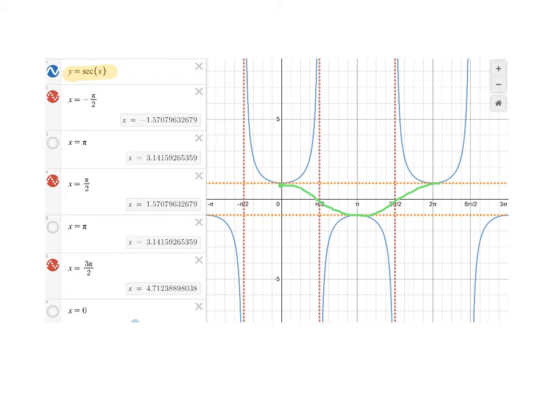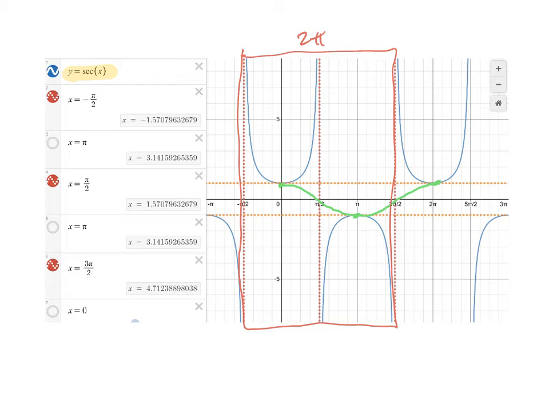And so these high points are exactly the places where these U-shaped graphs have a vertex. And the low spots are exactly the place where the upside down U graphs have a vertex. So secant is closely related to cosine. Another important characteristic of this graph is that the cycle has to include one of the up scooping U's and one of the down scooping U's. So a complete cycle is from negative pi over 2 here all the way to 3 pi over 2. And that distance is 2 pi, just like cosine.